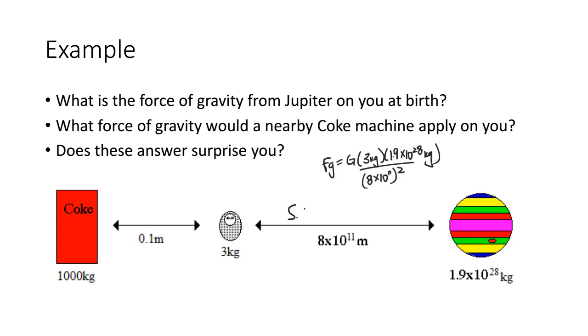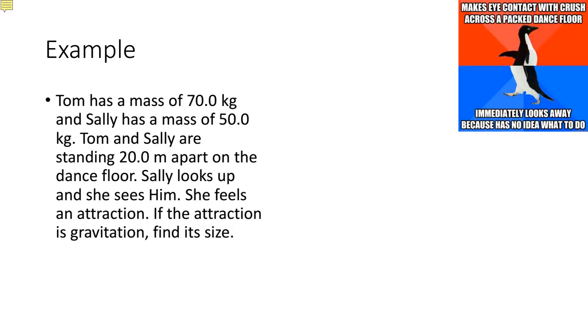I got 5.94 times 10 to the negative 6 newtons. From the Coke machine, I got 2 times 10 to the negative 5 newtons. That means that at birth, standing next to a Coke machine will provide you with 3 times as much gravitational force as Jupiter might, which to me was pretty surprising. But it makes sense because Jupiter is so much farther away.